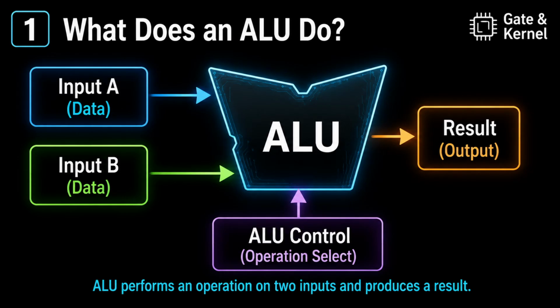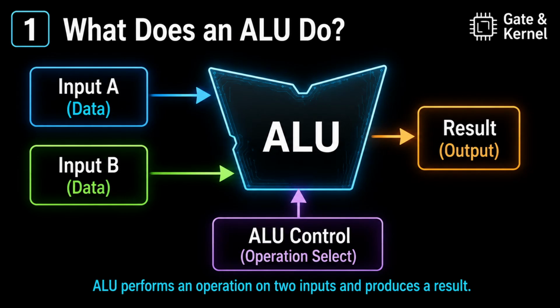So an ALU has two different kinds of information coming into it. The data inputs tell the ALU what values to work on. The control input tells the ALU what to do with those values. That distinction is fundamental. Data and control are not the same thing. The ALU combines them to produce the correct result.